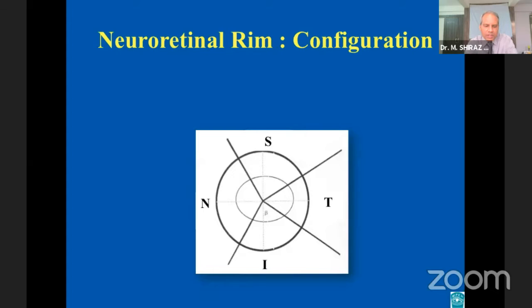The neuroretinal rim area shows a characteristic configuration. It is based on the vertically oval shape of the optic disc and horizontally oval shape of the optic cup. The neuroretinal rim is usually the broadest in the inferior disc region, followed by the superior disc region, the nasal disc region, and finally the temporal disc region. This is the classical ISNT rule that we all know of, a term that was coined by Werner.